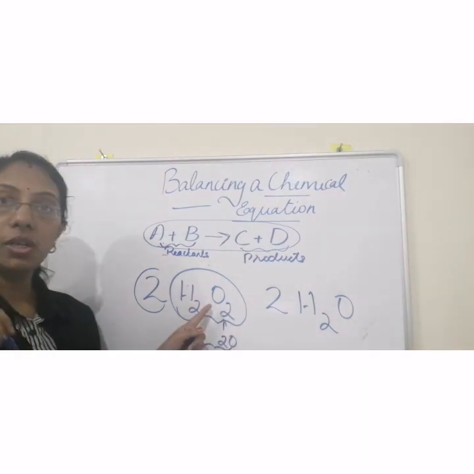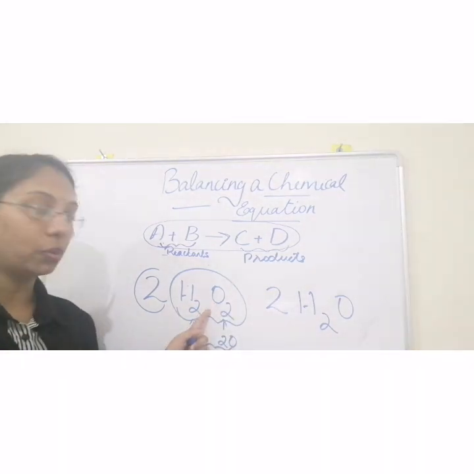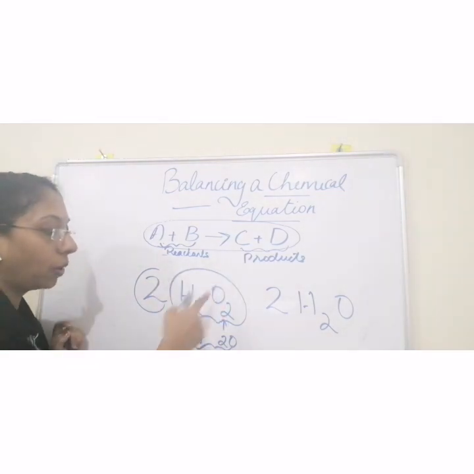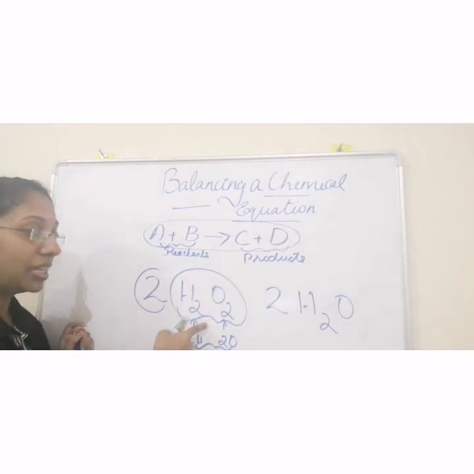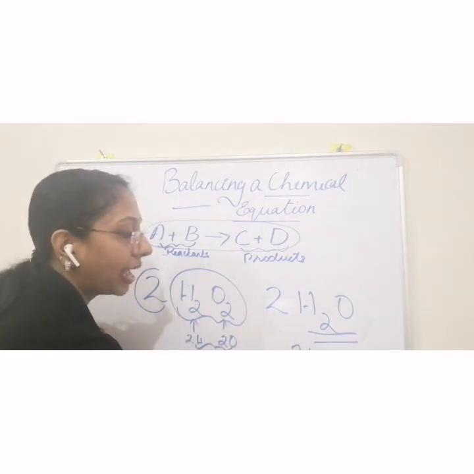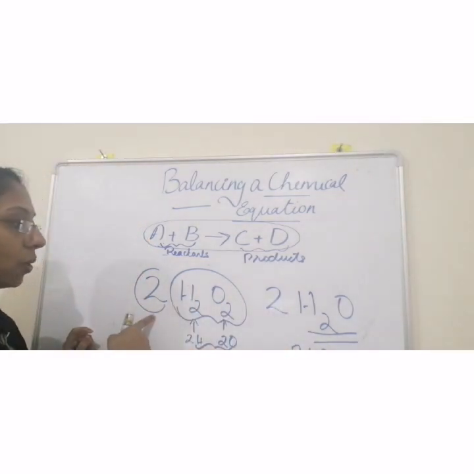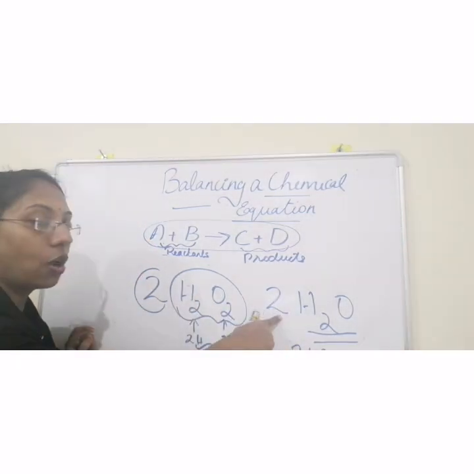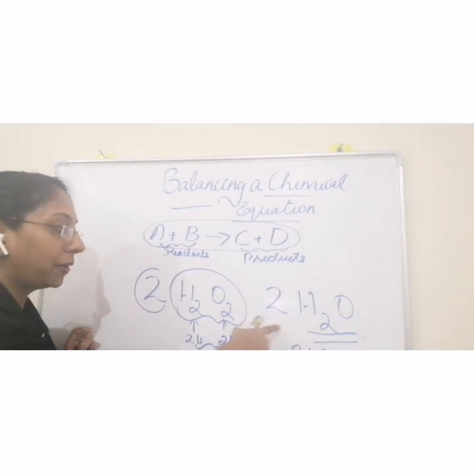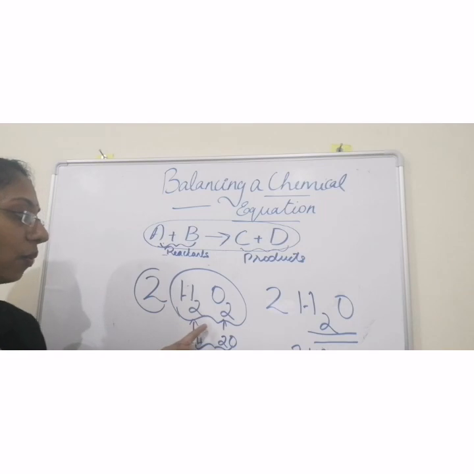1 more oxygen atom is contributing to this compound. That means the compound is changed. Here it is H2O, 2 hydrogen atoms and 1 oxygen atom. So 2 molecules of water, and 2 molecules of hydrogen peroxide. Now you will identify why I gave this example.